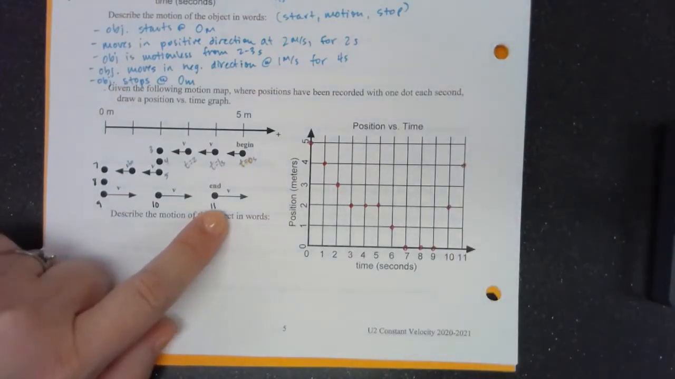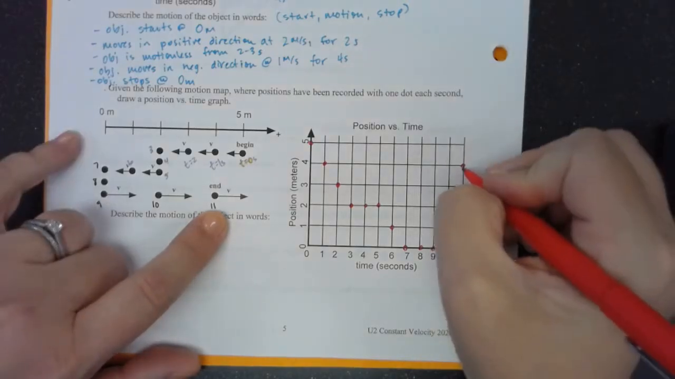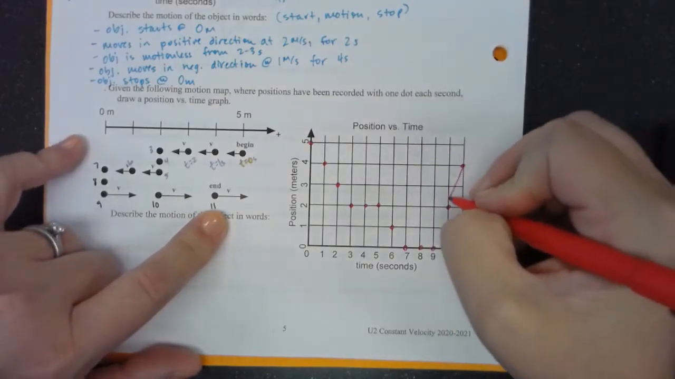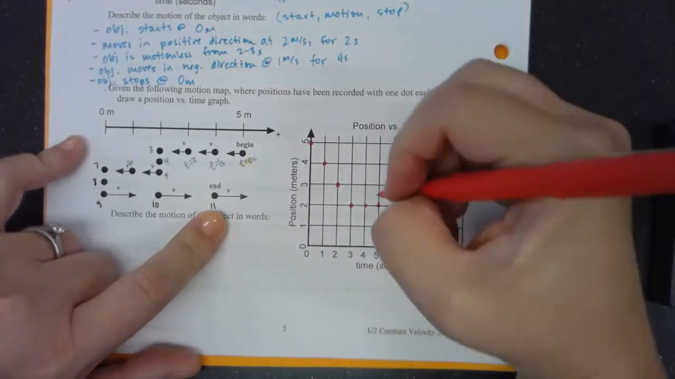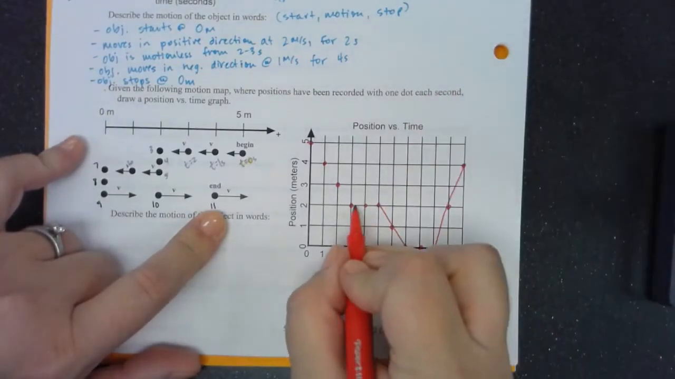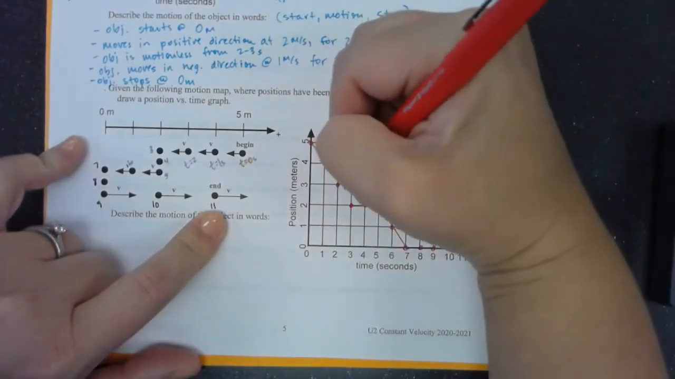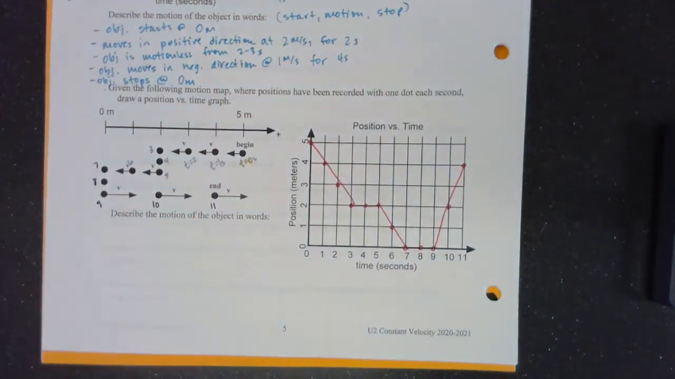How'd you guys do? Is it okay? This part here is pretty steep. I'm just connecting these with a line. Makes it a little bit easier to see. So then the motion of my object.